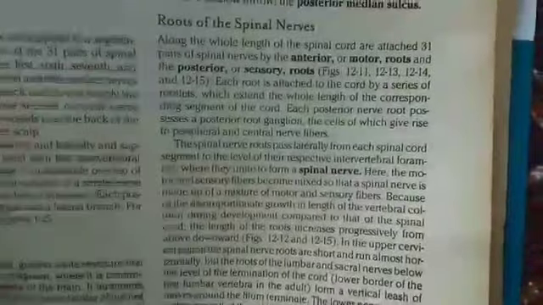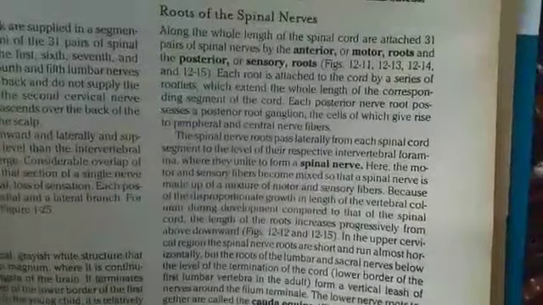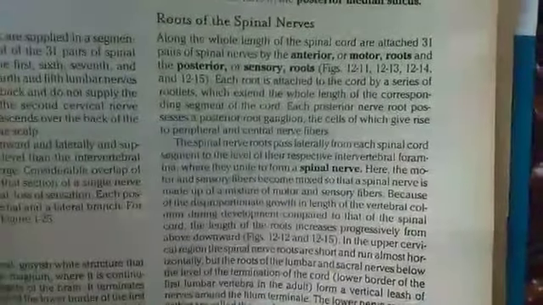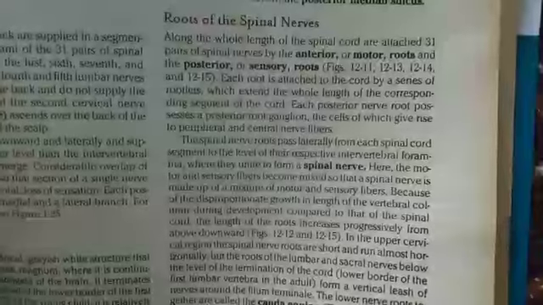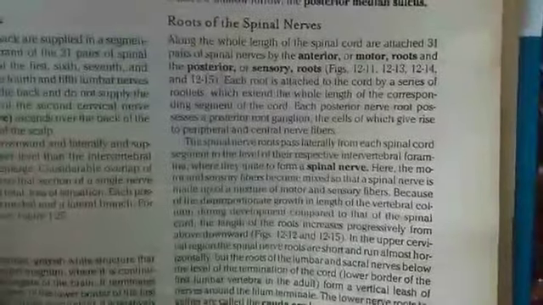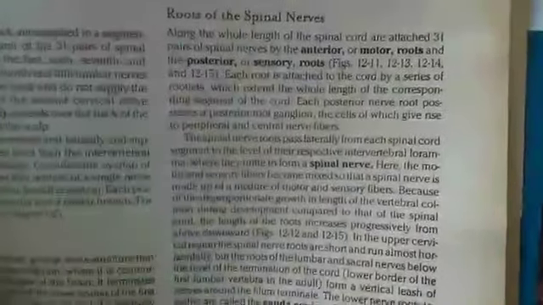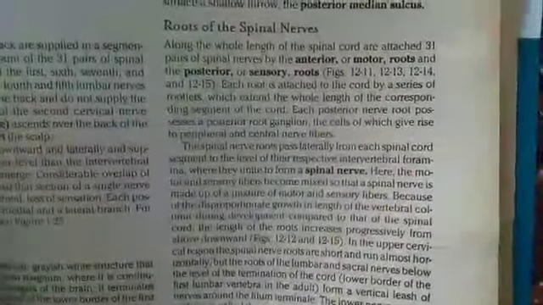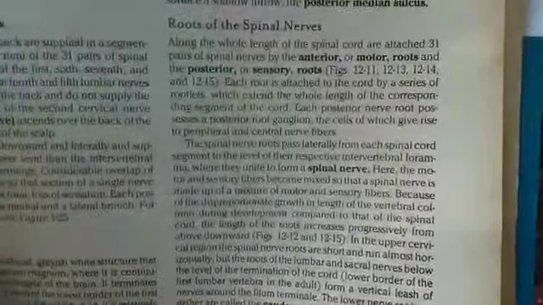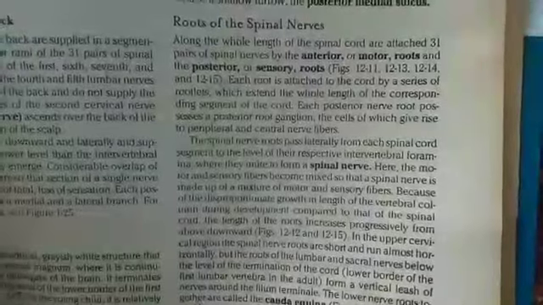Along the whole length of the spinal cord are attached 31 pairs of spinal nerves by the anterior or motor roots and the posterior or sensory roots. Each root is attached to the cord by a series of rootlets which extend the whole length of the corresponding segment of the cord. Each posterior nerve root possesses a posterior root ganglion, the cells of which give rise to peripheral and central nerve fibers.